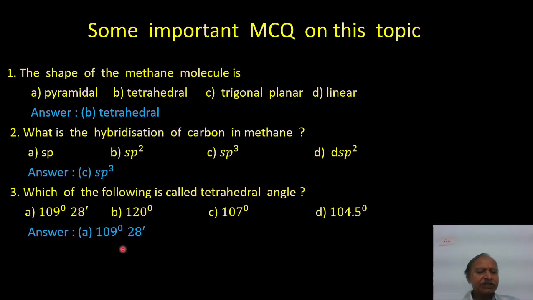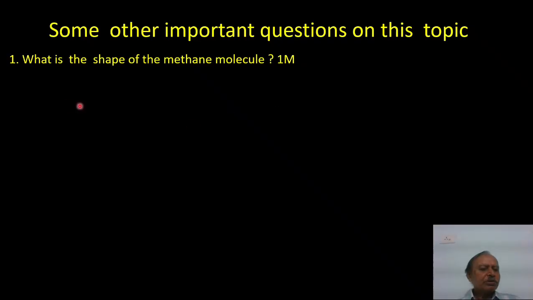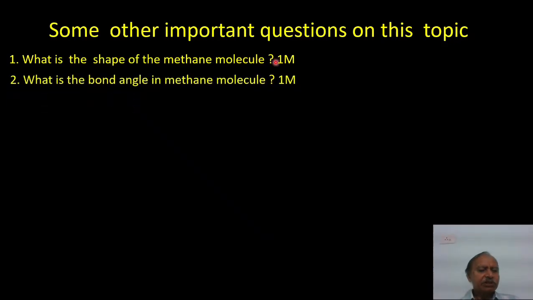In this way we can expect some important MCQs on this topic. Similarly, you have some other set of questions. Now here are some other important questions on this topic. Question number 1. What is the shape of the methane molecule? This may be asked for 1 mark. Then question number 2. What is the bond angle in the methane molecule? The shape of the methane molecule is tetrahedral and the bond angle is 109 degrees 28 minutes.